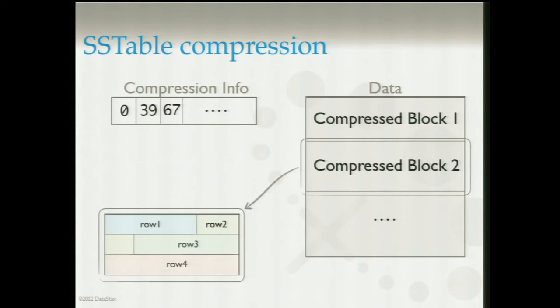The index file is going to give us uncompressed offsets in the data file, so we have to translate that into what blocks I now need to uncompress to give you your data.